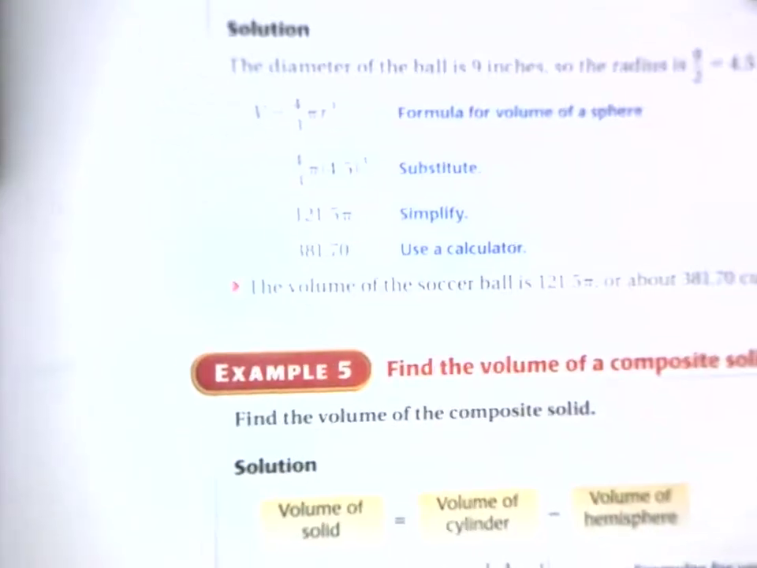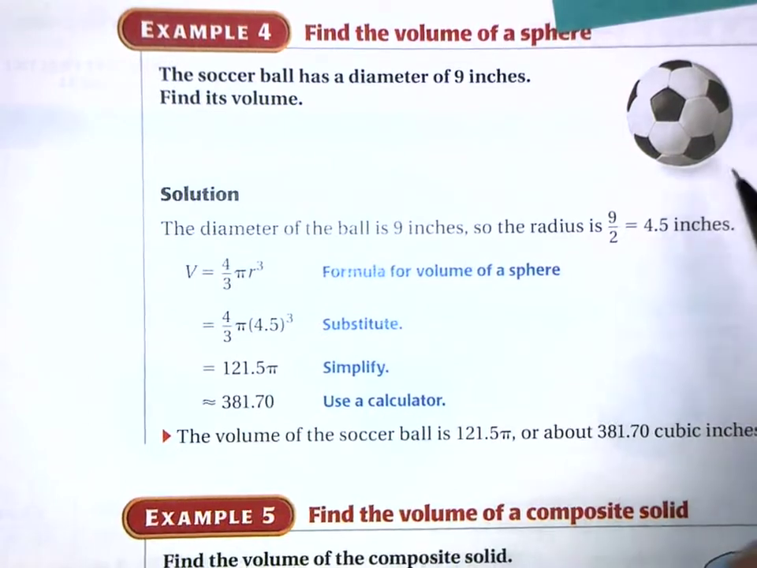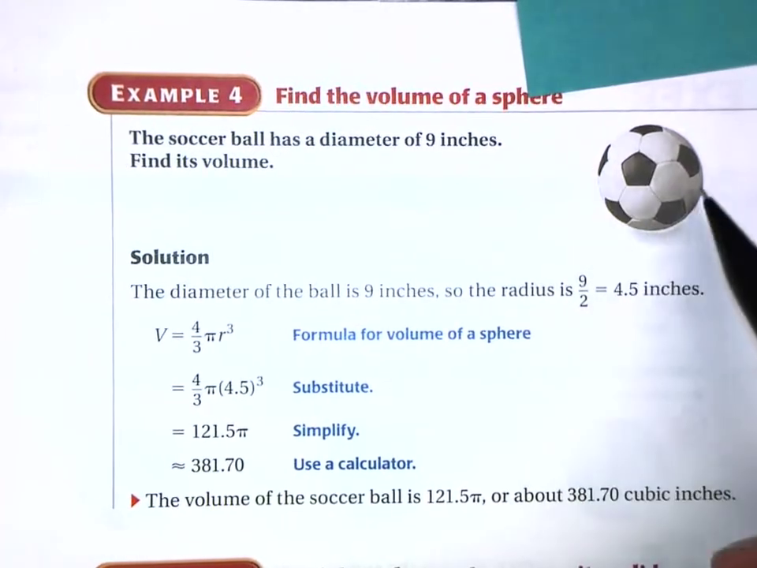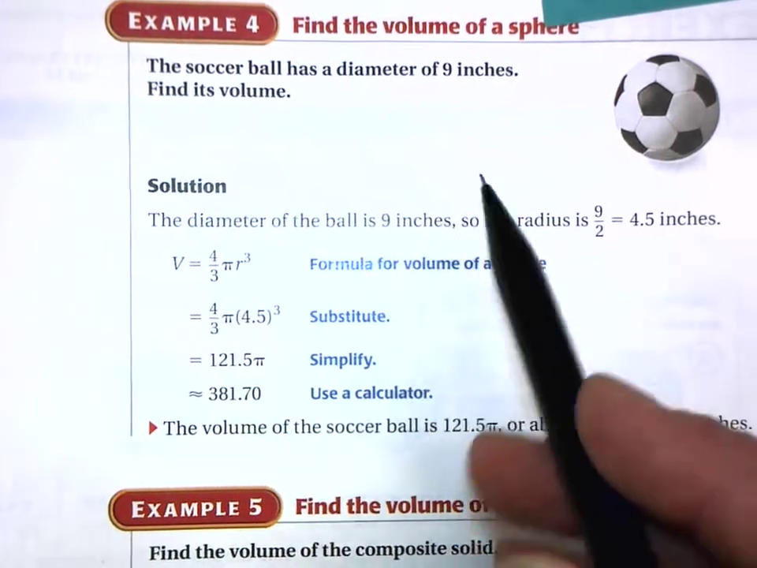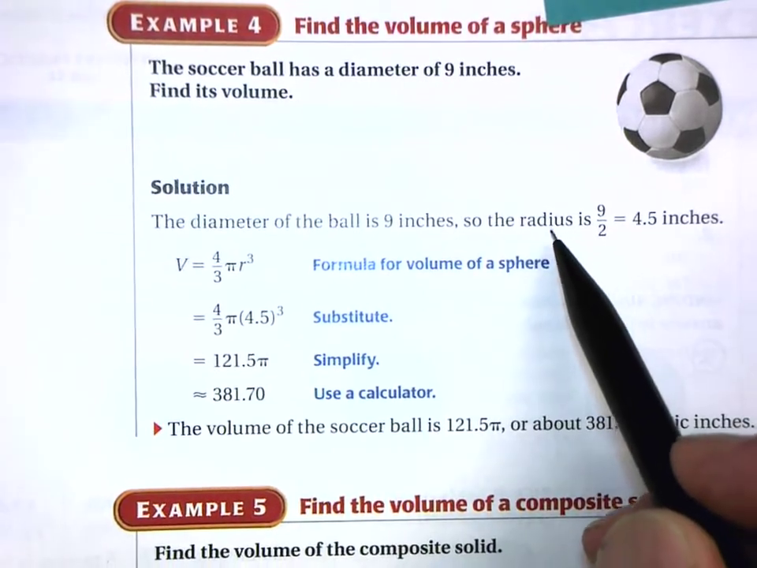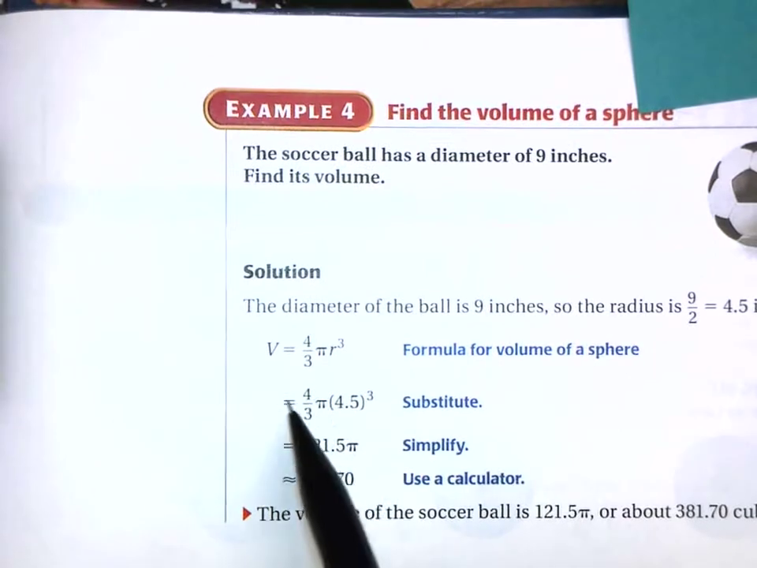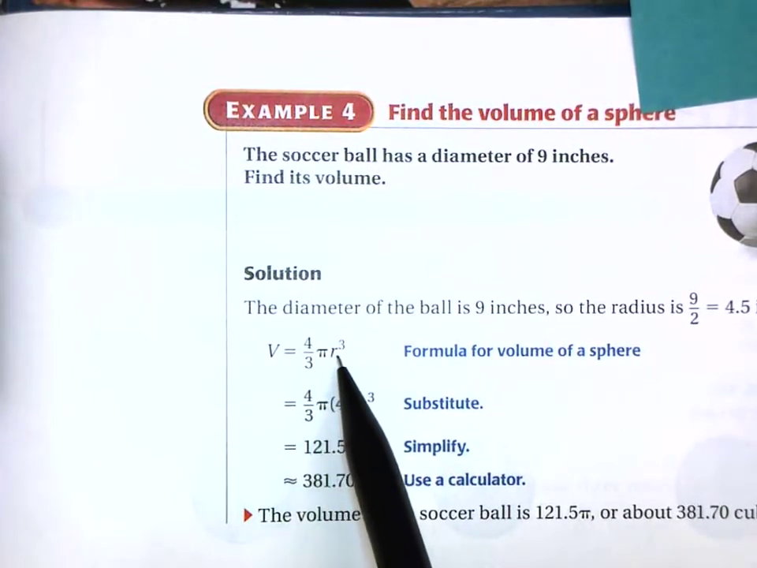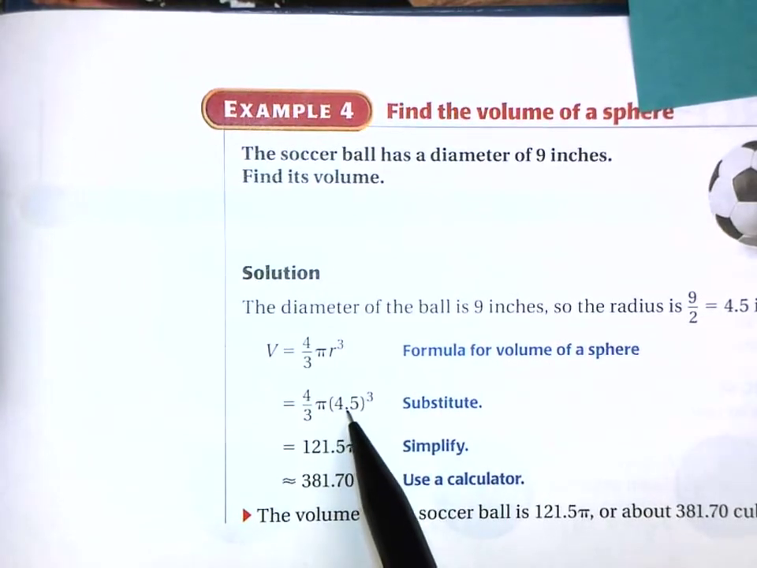Let me give an example of how to solve for the volume of a sphere. And here is our soccer ball, which of course is a sphere, and the diameter of this soccer ball is 9 inches, they tell us. So therefore the radius is going to be half of that, which would be 4.5 inches. And now we plug that into our equation, 4/3 pi r cubed. Simply plug in the 4.5 for the radius.